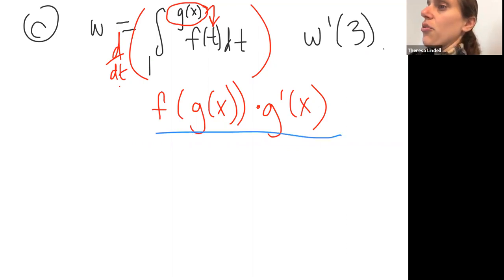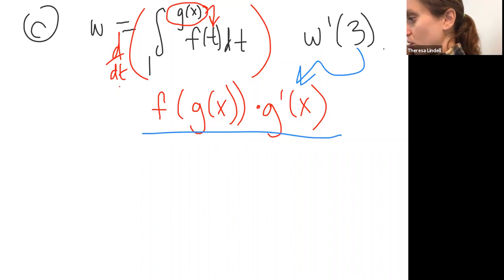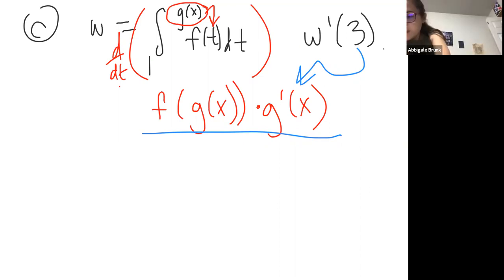So now plug 3 into this, and then we're going to have our answer for C. As long as you know how to do that plugging in of the g of x to f and attach the derivative, then you're going to be okay. So g of 3 is 4. Then f of 4 is -1. Then g prime of 3 is 2, so it'd be -2.